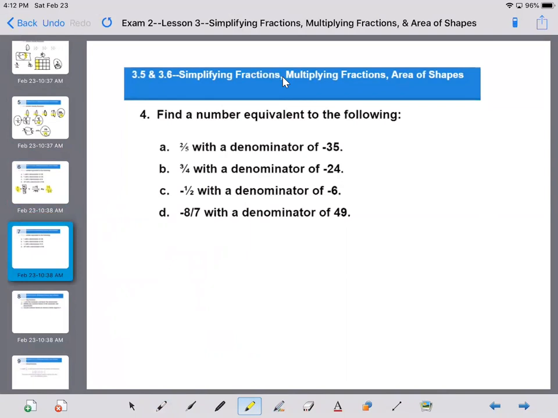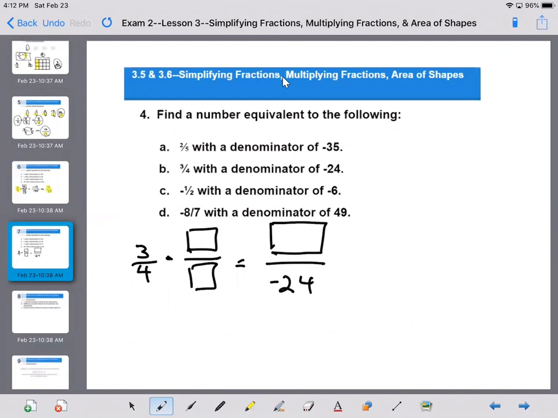Let's take 3/4, and what would we multiply that n divided by n by to get us a denominator of negative 24? And we also need to figure out what that numerator would be. So 4 times what would give us negative 24? Well, that has to be negative 6, because negative 6 divided by negative 6 is 1. I don't want to change the value of 3/4. So now 3 times negative 6 would be negative 18, which would be 18/24.